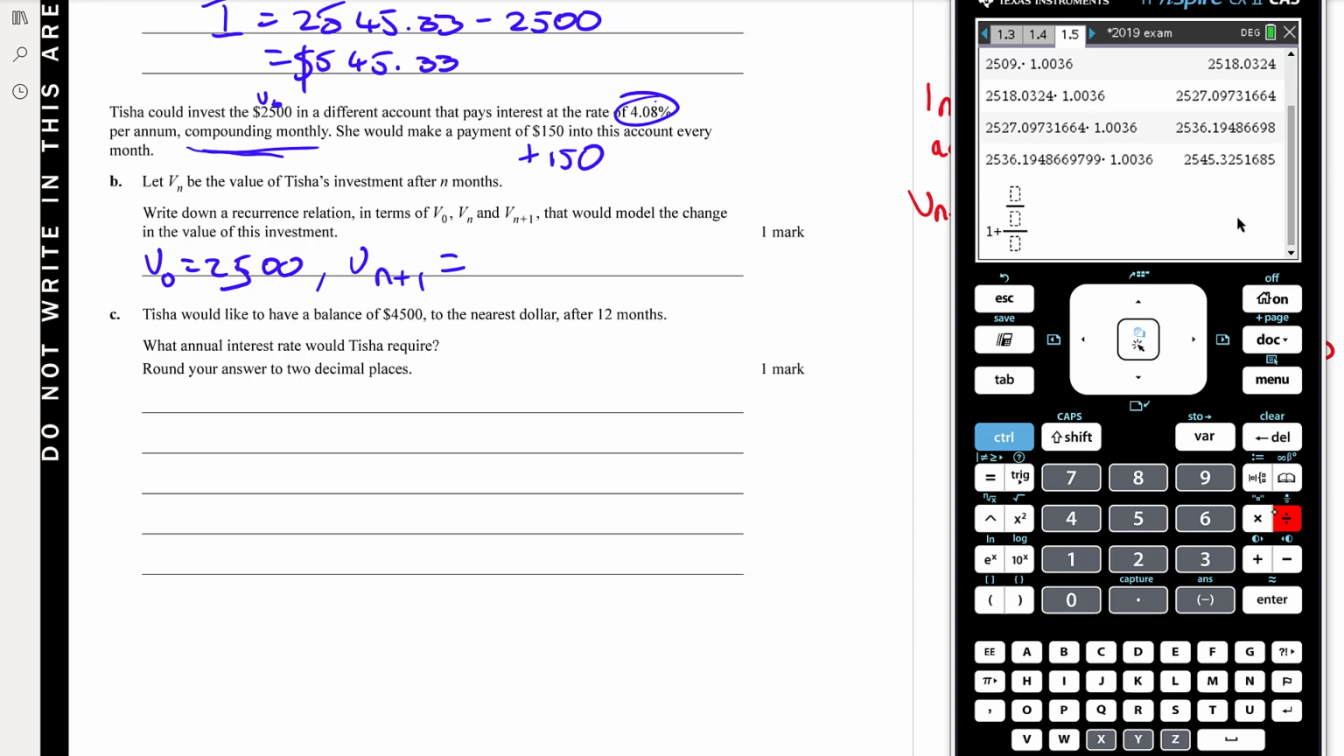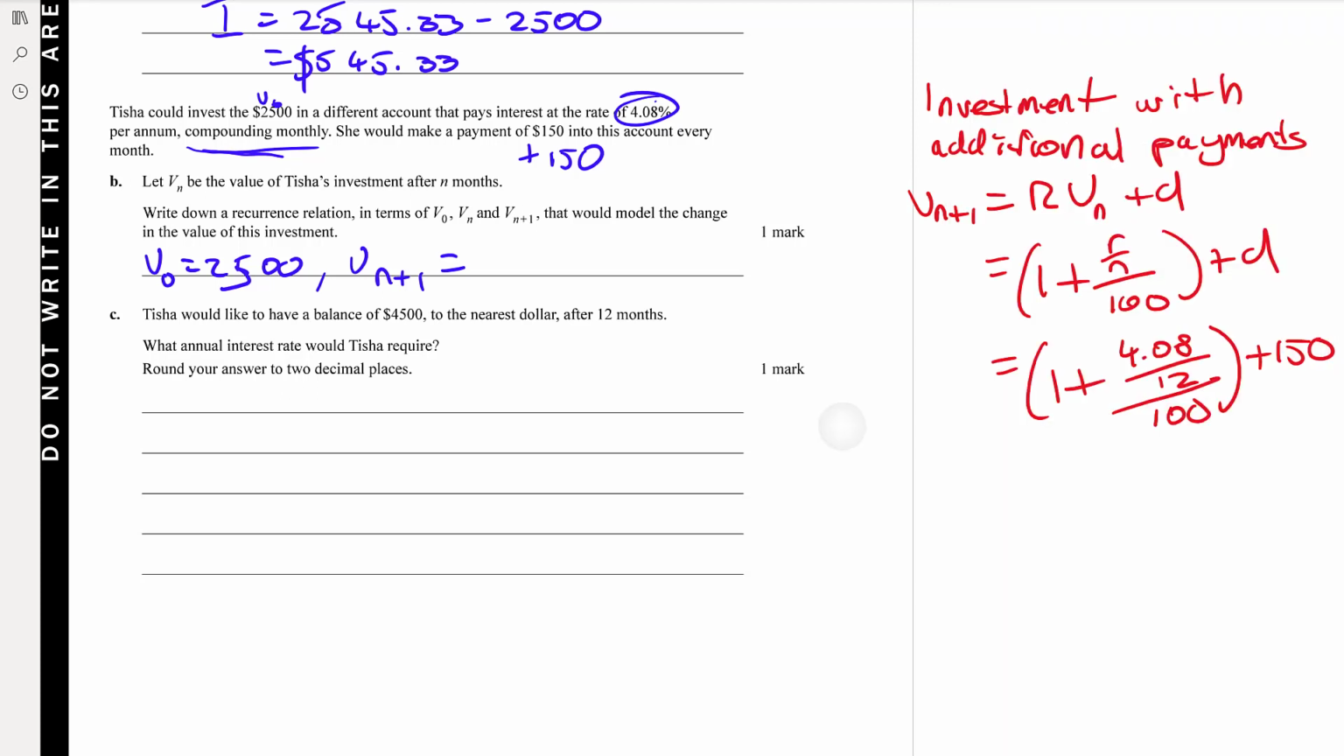And so in this case, remember R was 4.08. So I'm going to put 4.08. Then I'm going to put 12. Then I'm going to put 100. And that gives you 1.0034. So that's our R. So that's what you're going to get, 1.0034. Okay, that's for your R.